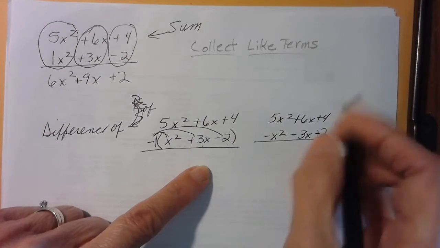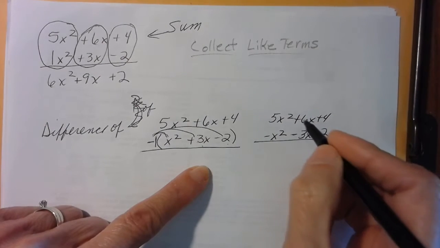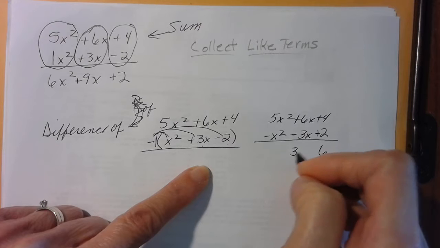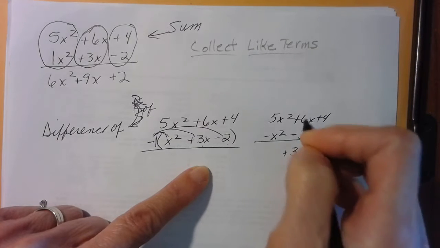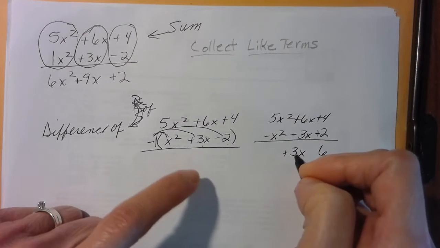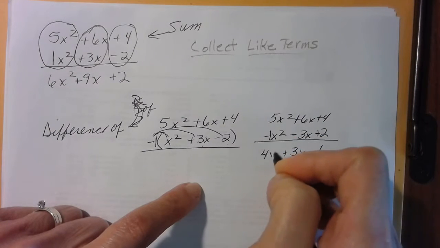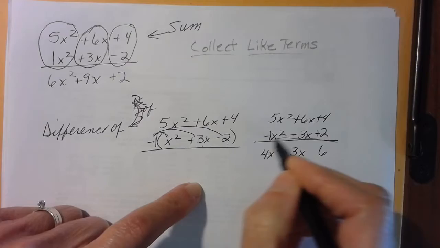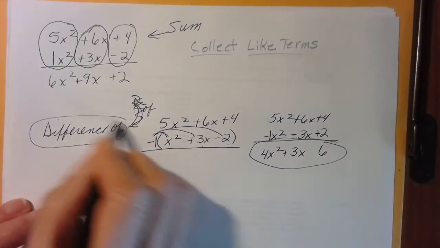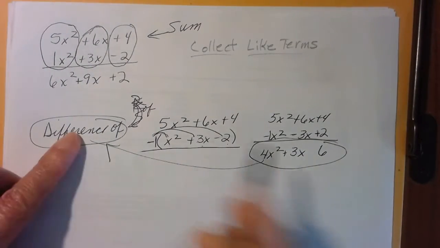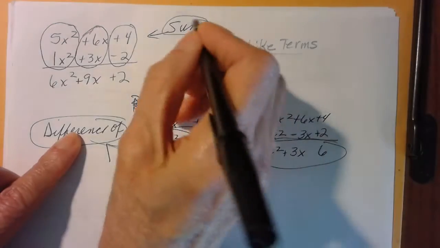And then I would be collecting. So 6 minus 3 would be 3x, and that's going to still be positive. 6 minus 3 is still positive 3. And then here I'm subtracting this, which is going to be 4x squared. So this would represent the difference of these two, and this would represent the sum.